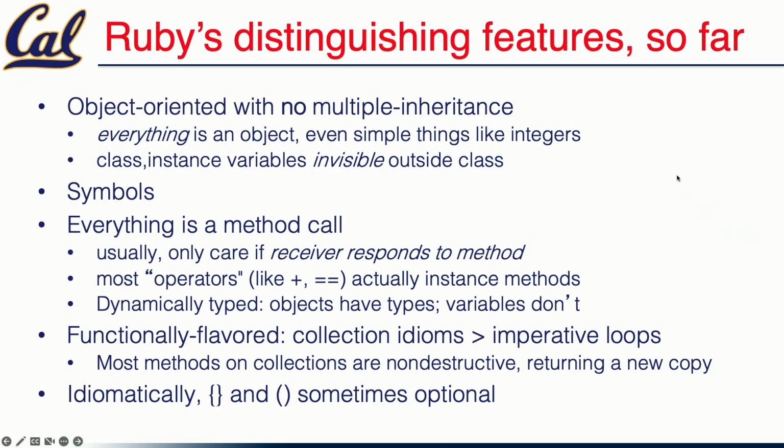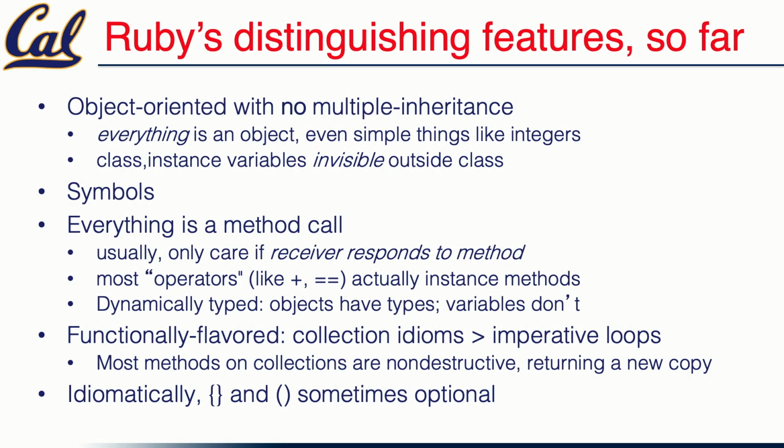Everything is done with a method call. And most of the time, the only thing you care about is whether the receiver responds to the method. So remember in A.B, A is the receiver, B is the method. We don't care what A's class is. We just care if A can respond to the B method. And so things that look like operators, like plus and double equals, really are just syntactic sugar for plain old instance methods. And objects have types, variables don't, which is why we don't care about the type of A when we say A.B.